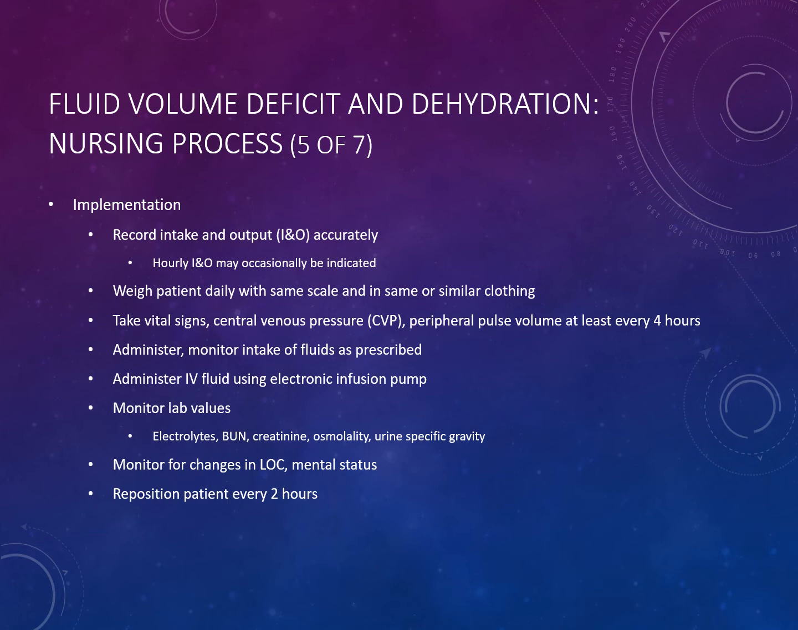Take their vital signs every hour if you need to. Assess those pulses. Are they bounding? Are they pounding? Are they tachycardic? Administer and monitor intake of fluids as prescribed. Administer IV fluid using the electronic infusion pump. The fluid should be on a pump and regulated at an accurate rate. You don't want to infuse too fast and throw them into overload.